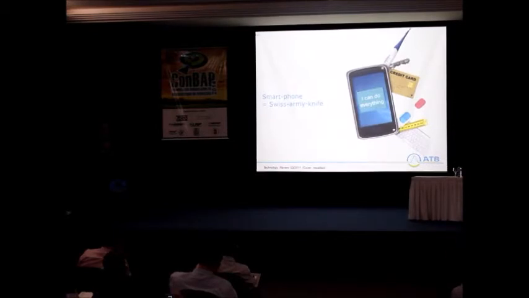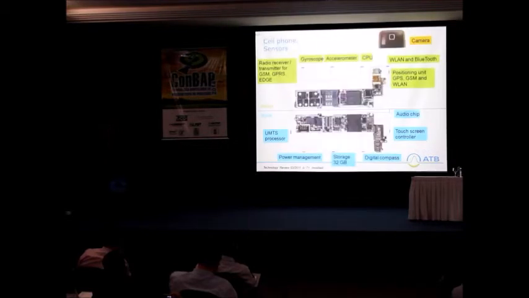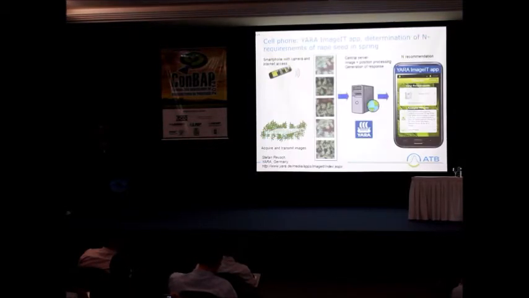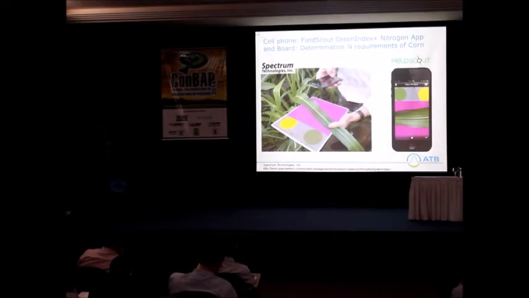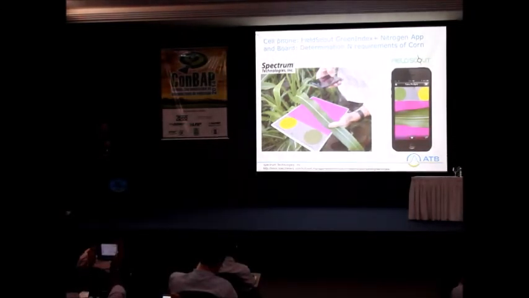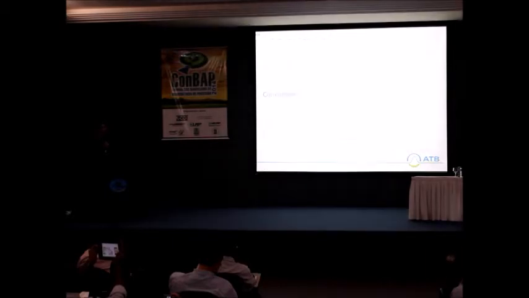Smartphones are now very interesting, and they are full of sensors, as John Stefford already told us. Among them there is a camera, GPS and so on. And there are two applications already available. From Yara, there's a recommendation of fertilization in rain. And another one in corn, also for nitrogen application. It's from Spectrum Technologies.